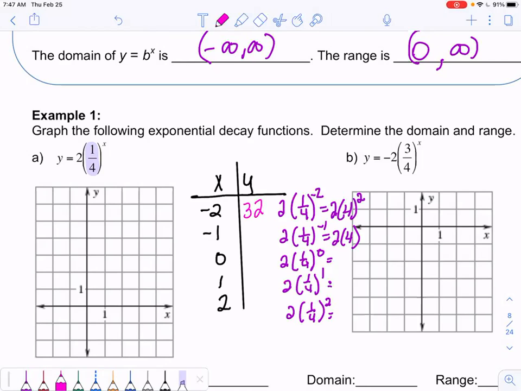So a negative exponent flips your number. If it's a whole number, it becomes a fraction. If it's a fraction, it becomes a whole number. Just the opposite. So my second value, 2 times 4 is 8. My third value, 1/4 to the 0 is just 1. So that's 2 times 1. My fourth value, when x is 1, I have 2 times a fourth. Well, that's a half. And then I have 2 times 1/16 for my last number, which is 1/8. Don't give me a decimal. Keep it a fraction. Make sure it's reduced. Questions on getting those values?